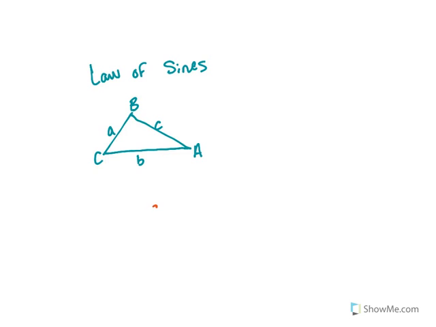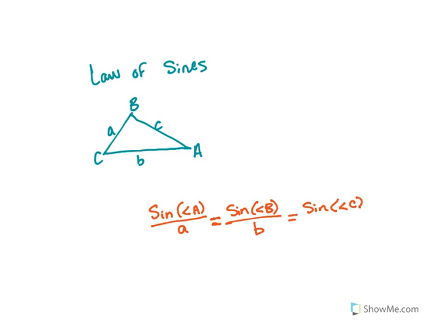So if we say the sine of angle A over the side A, that should be proportional to the sine of angle B over side B, which should also be proportional to the sine of angle C over side C. It's important to make sure you guys have the right capital and lowercase letters on this because the capital letters are angles, the lowercase letters are side lengths. So go ahead and get the law of sines written down, and we're going to do a bunch of examples.